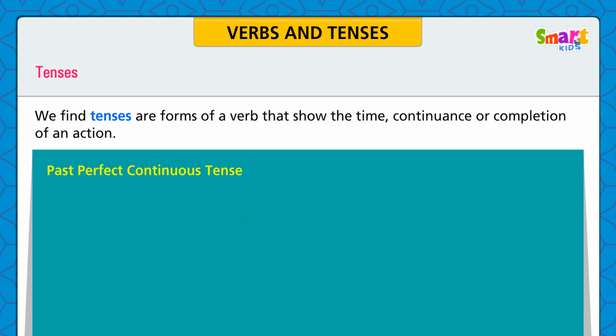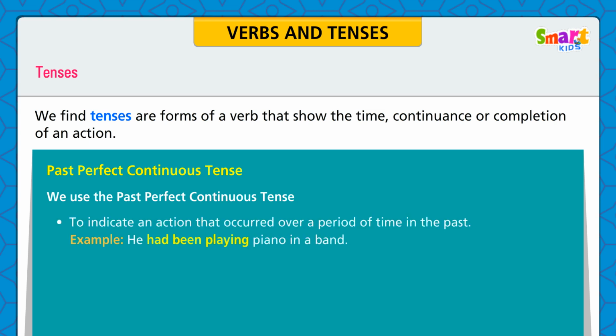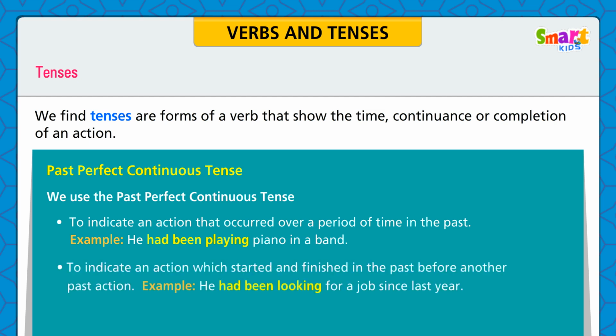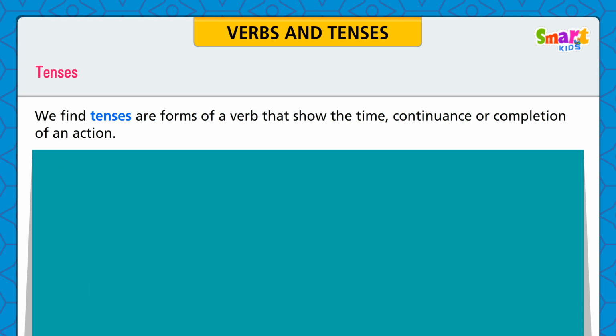Let us learn the usage of past perfect continuous tense. We use the past perfect continuous tense to indicate an action that occurred over a period of time in the past. For example, he had been playing piano in a band. To indicate an action which started and finished in the past before another past action. For example, he had been looking for a job since last year.